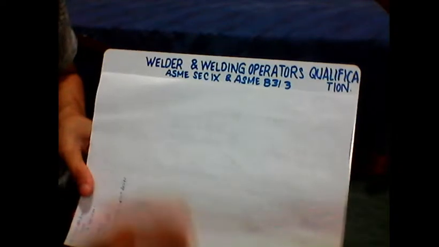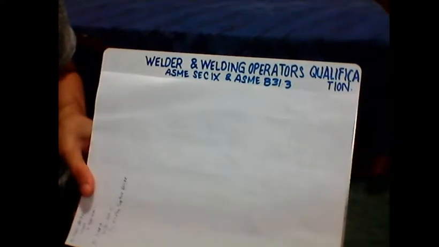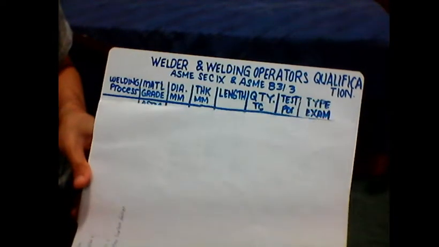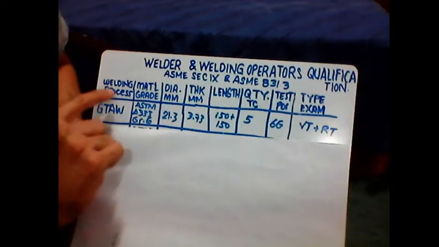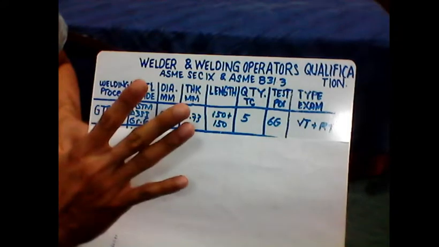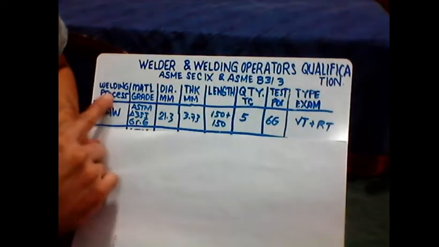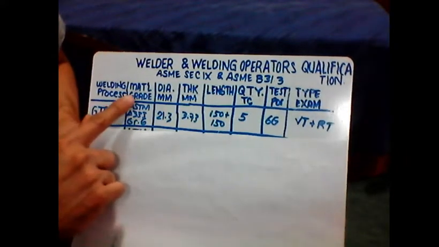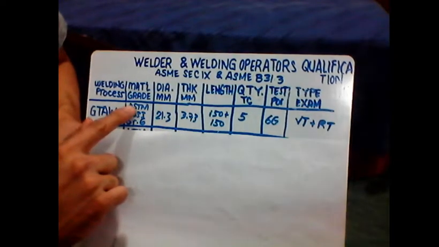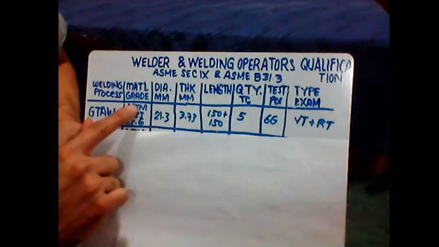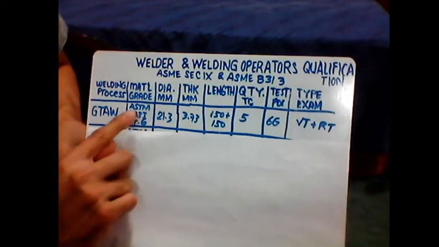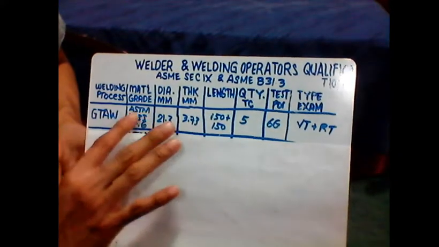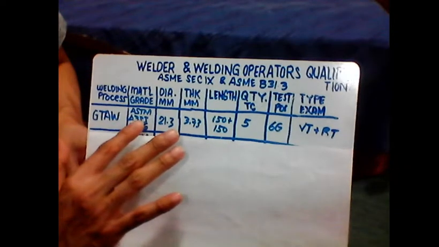Okay, this is as per ASME Section 9 and ASME B31.3. Now some examples here are this one. For the welder and welding operator qualification, you must have the welding process. Example, this is gas tungsten arc welding. The material grade, American Society of Testing and Materials A333 Grade 6, that is a material grade. This is a low temperature carbon steel, LTCS.